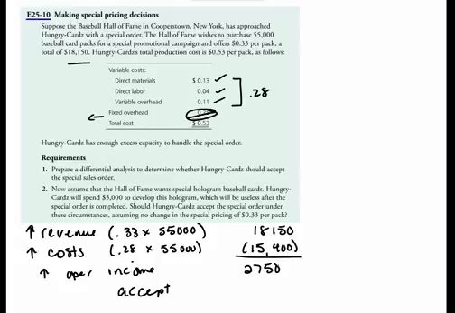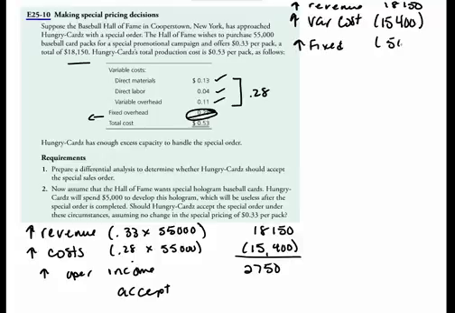But let's look at it this way. My revenue will go up by the 18,150. My variable costs will go up by the 15,400. And my fixed costs will go up by 5,000. So that means if I accept this order, my costs are more than my revenue by $2,250. So I would lose $2,250. My income would go down. So I should not accept that.